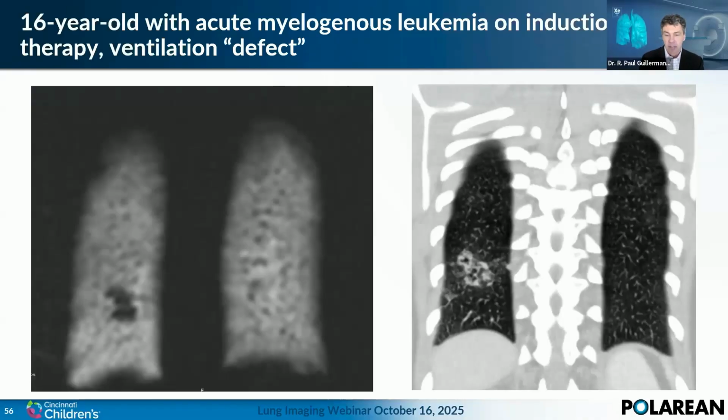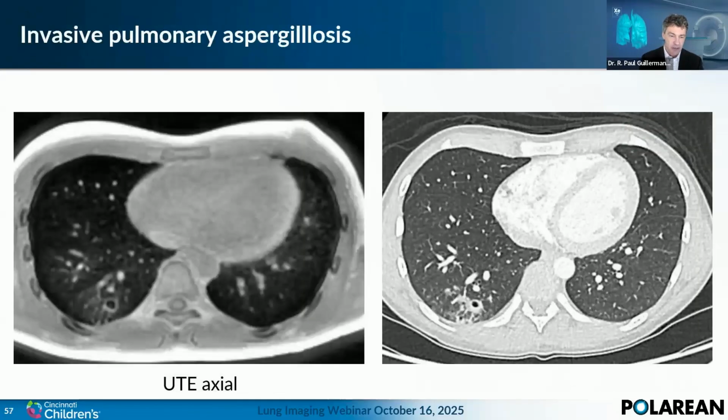If you go to the next slide, you can see on our UTE sequence, as well as the corresponding CT, that in fact what this patient had was an aspergillosis infection, in which they have a cavitary lesion in that region of the lung that was also leading to a ventilatory defect. But again, underscoring the importance of looking at the anatomic images as well. Next slide.